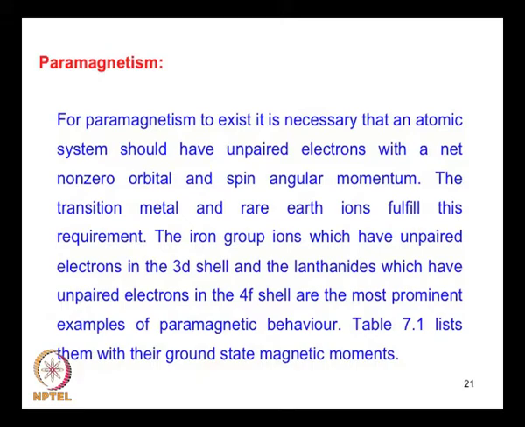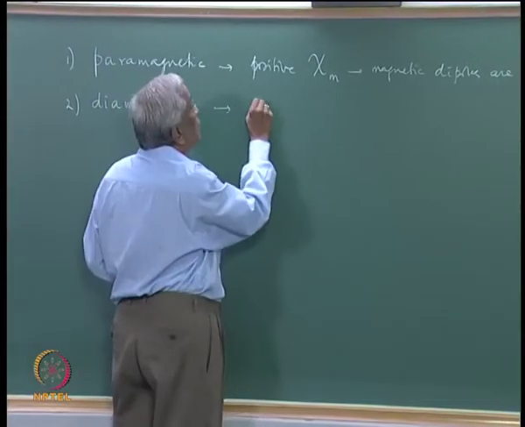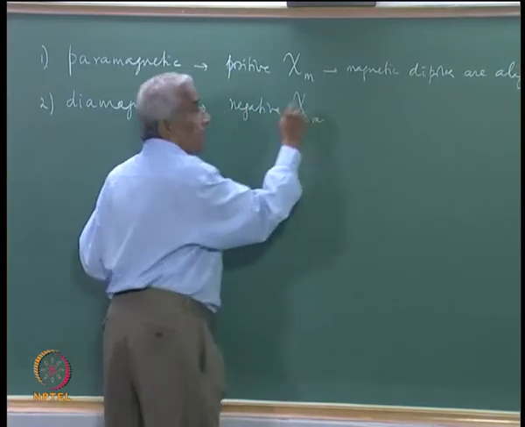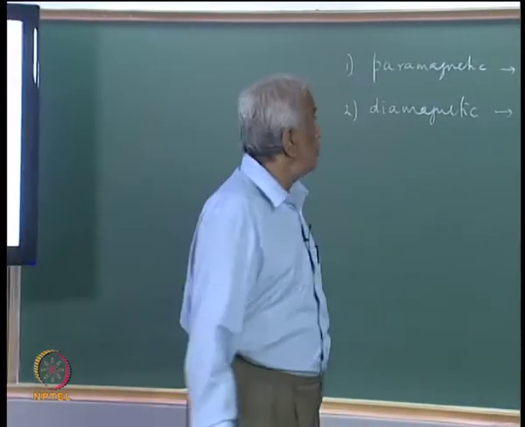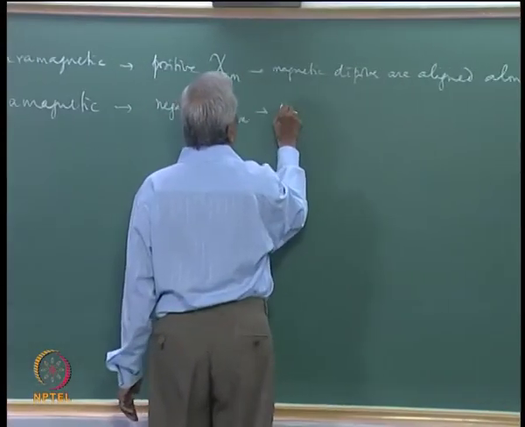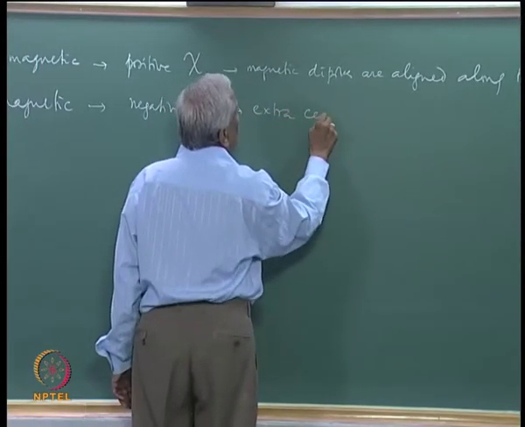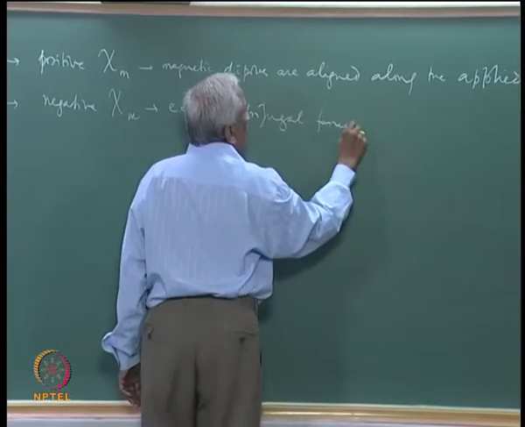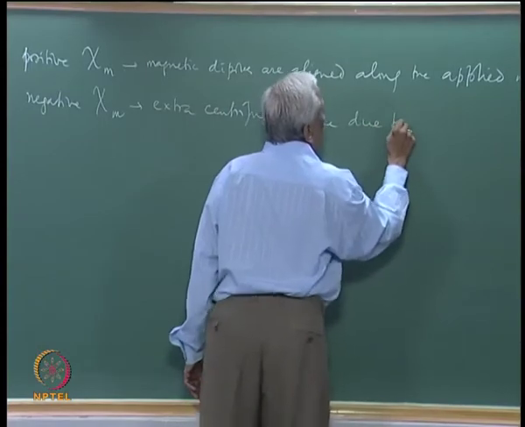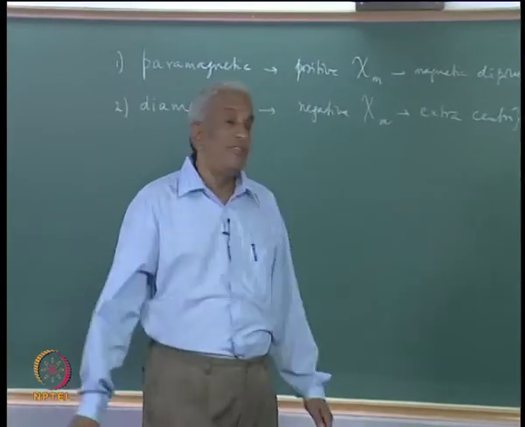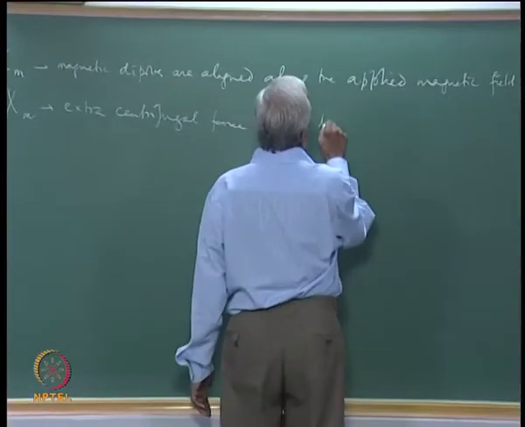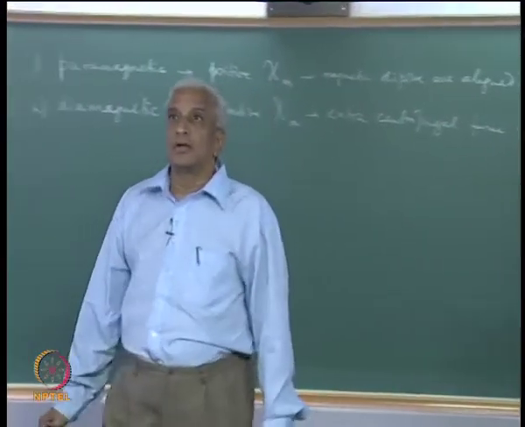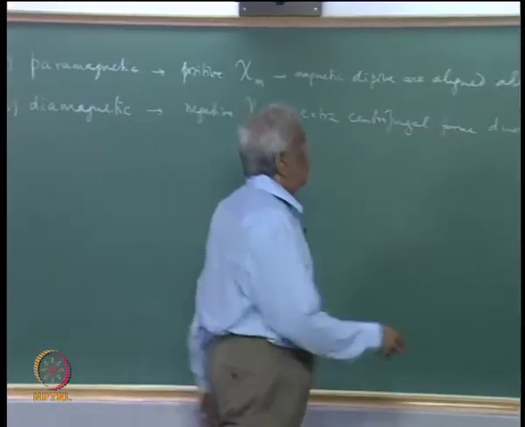whereas the diamagnetic term arises from a negative magnetic susceptibility, and this is due to the extra centrifugal term, centrifugal force, due to the magnetic field on the electron in an atomic or molecular orbital.